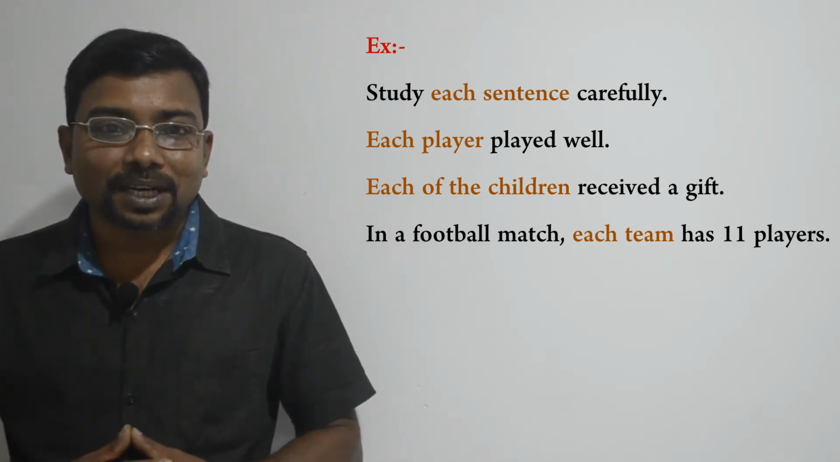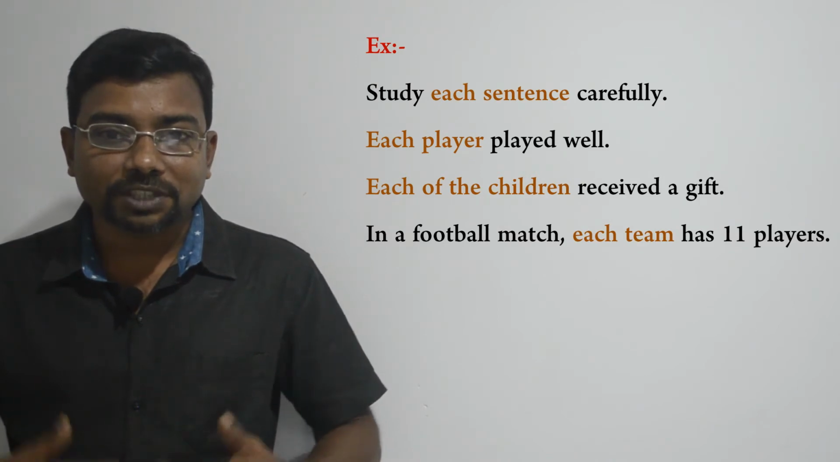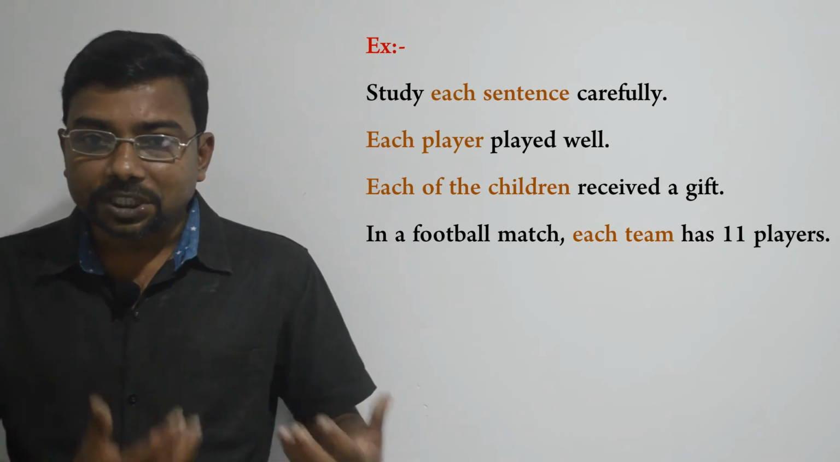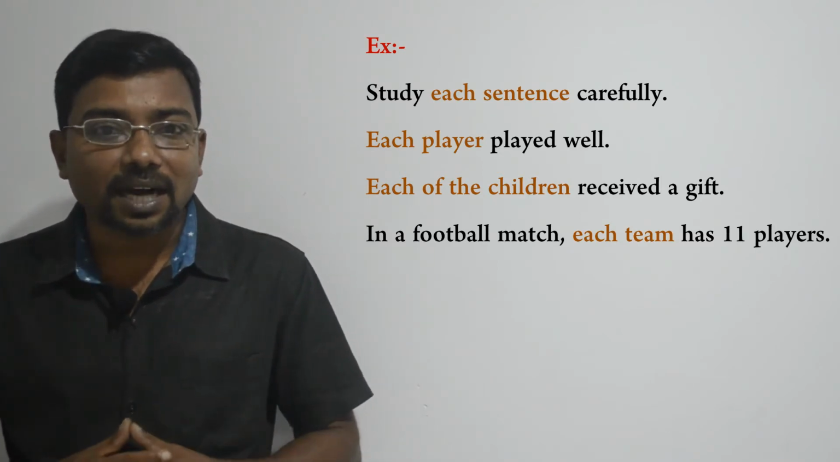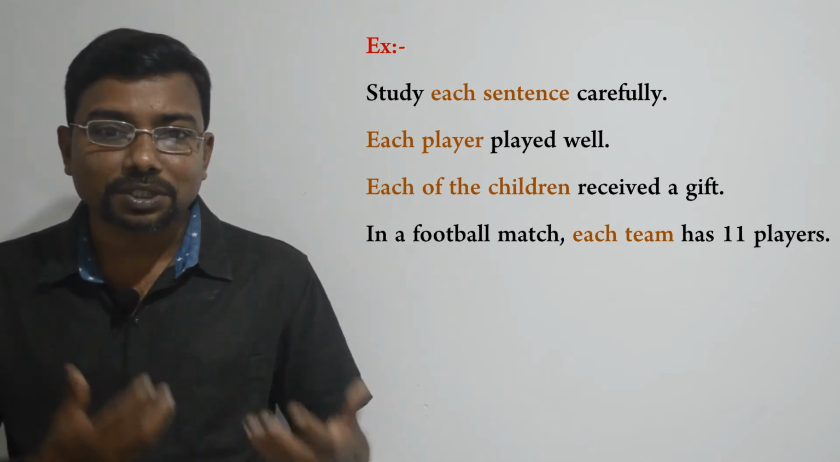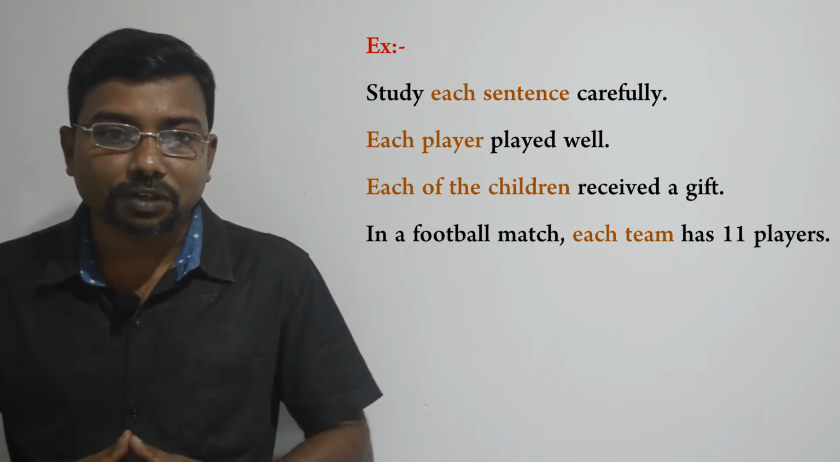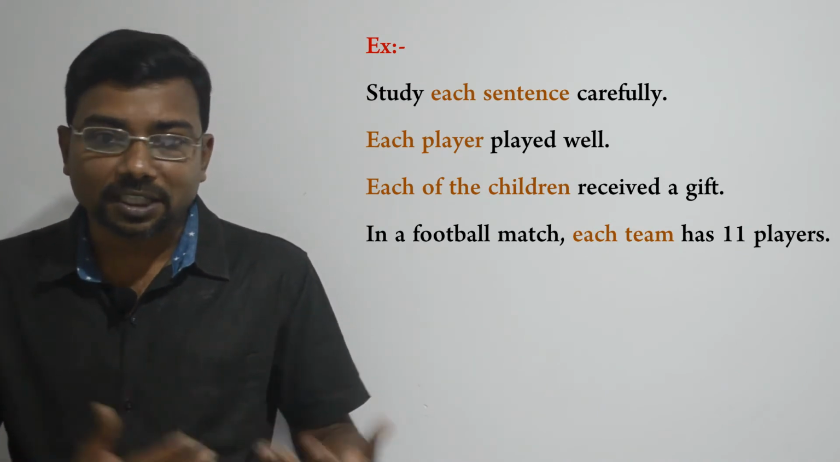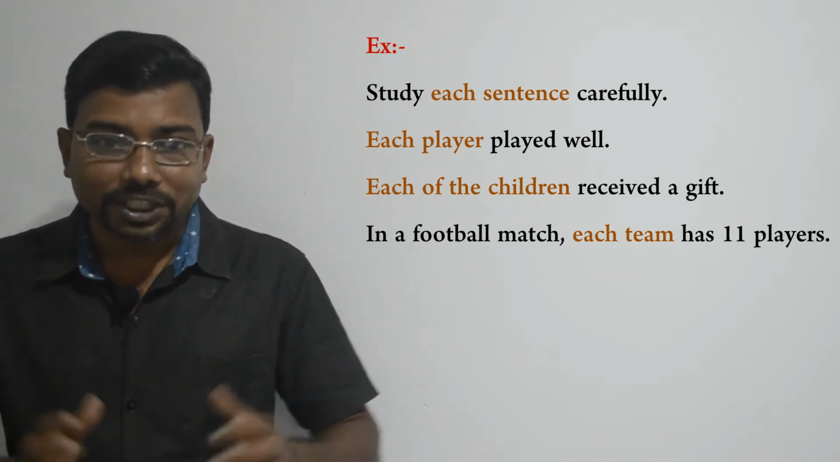Okay, look at the next one. Each of the children received a gift. Here we use each of because the noun children is plural. Remember, when we use a plural noun, we use the phrase each of to indicate an individual object. It emphasizes individual children rather than emphasizing the whole unit.